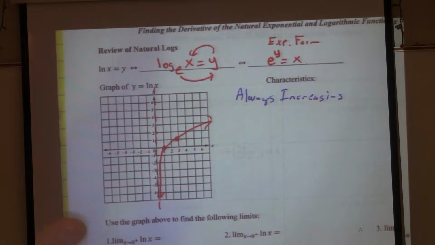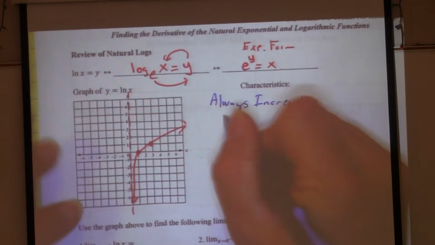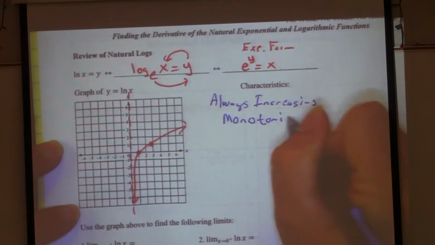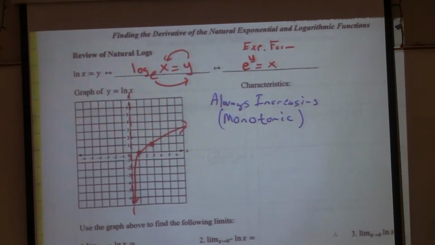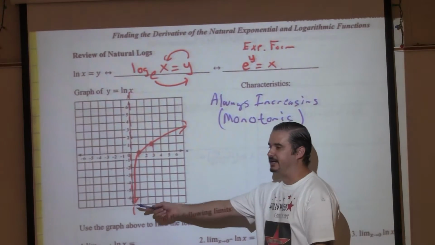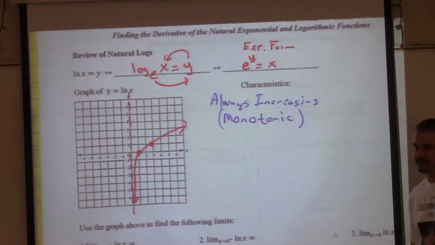There's a special name for functions that are always increasing or always decreasing. Functions that are always doing the same thing. The word that they use is monotonic. What does mono mean? Singular, or one, right? So they're doing one thing. What is the one thing that they are doing? They are either increasing all the time or decreasing all the time, okay? So the same word means two things.